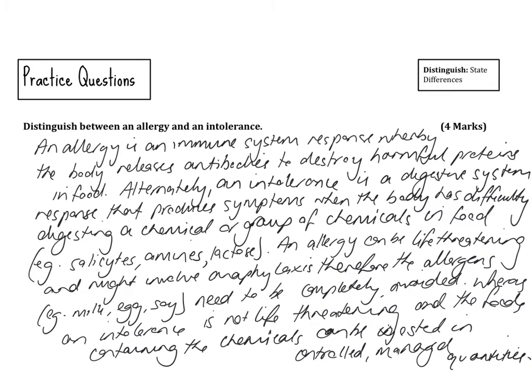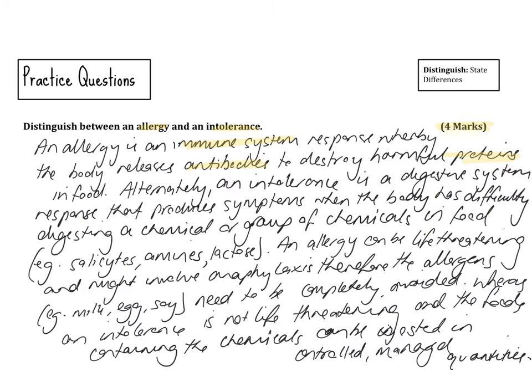If we have a look at this response, which really just brings together everything that we have brainstormed on the previous slide, this response is going to be an exemplar. You would achieve 4 marks if you were able to do everything that has been done in the response. We're really looking at the differences between an allergy and an intolerance and using that language of differentiation. An allergy is an immune system response whereby the body releases antibodies to destroy harmful proteins in food. So we've included some key subject-specific terminology: immune system, antibodies, and proteins.